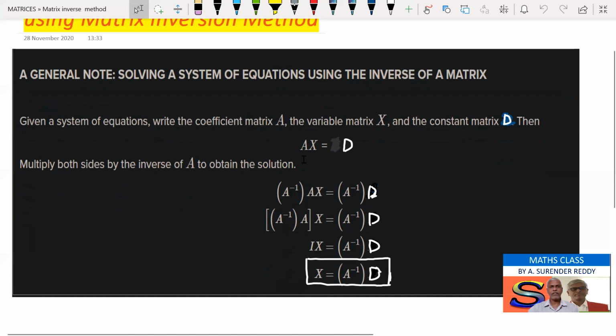Once again, look at this. Ax is equal to D is the matrix equation. For this matrix equation, multiplying both sides with A inverse, left side and right side. What happens left side? A inverse A, if you write together, A inverse A or A into A inverse will be the unit matrix I.